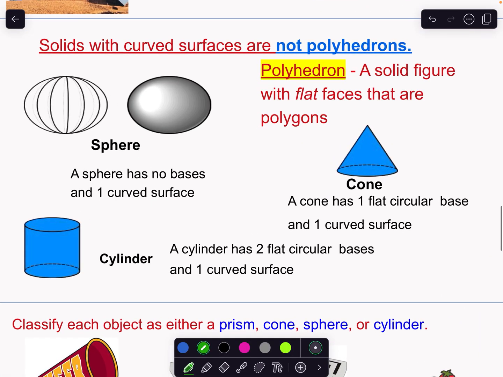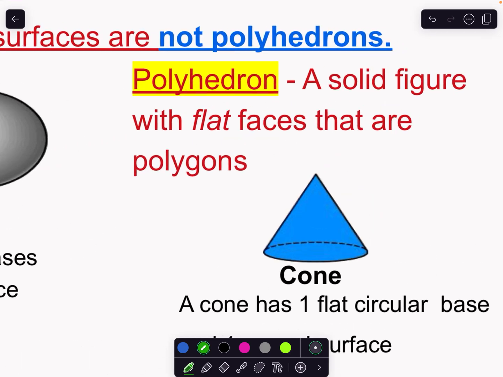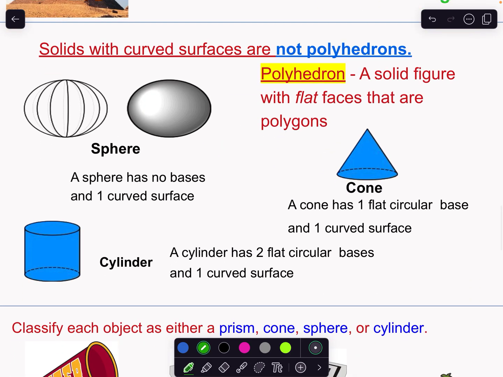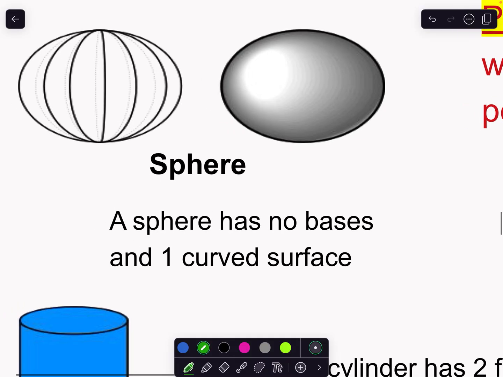So we have some other things that are not polyhedrons. We have spheres, cones, cylinders. They're not polyhedrons because polyhedrons have flat faces. All of these things have some sort of curve to them, right? A sphere is just like one big total curve, right? It's got no base. It's just one big curved surface, just like a ball.